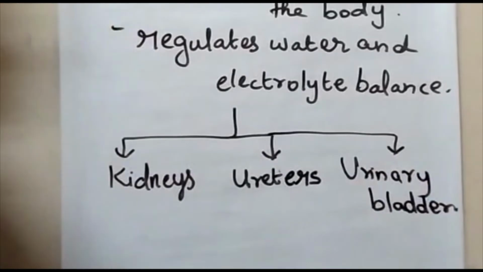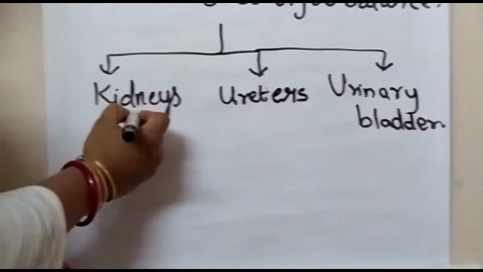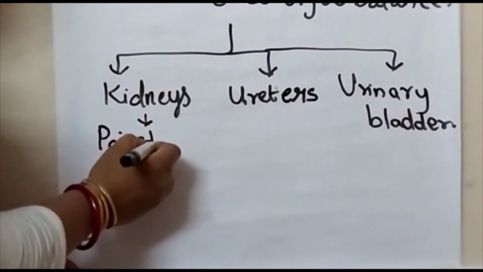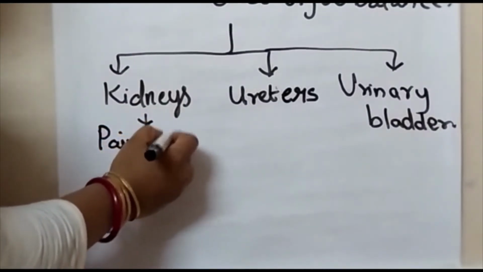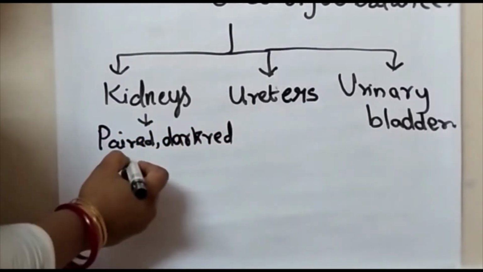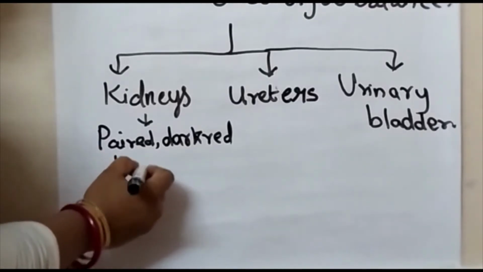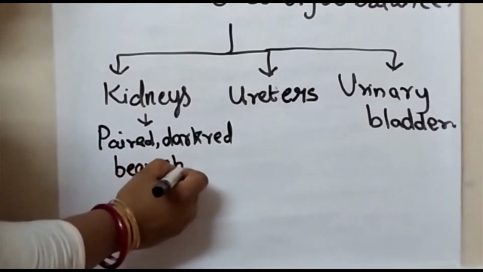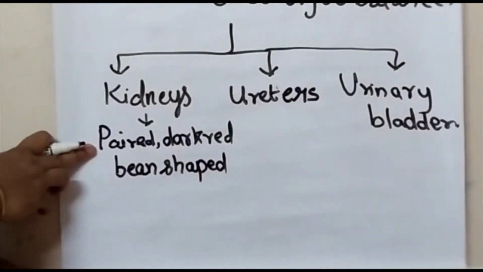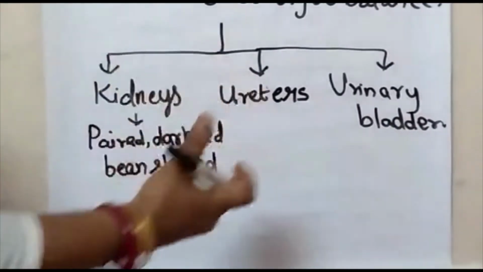Okay, first let's see about kidneys. Kidneys are paired, that is we have two kidneys. Dark red in color, and they are bean shaped, isn't it? Kidneys are paired, dark red, and bean shaped, and they are placed behind the abdomen.